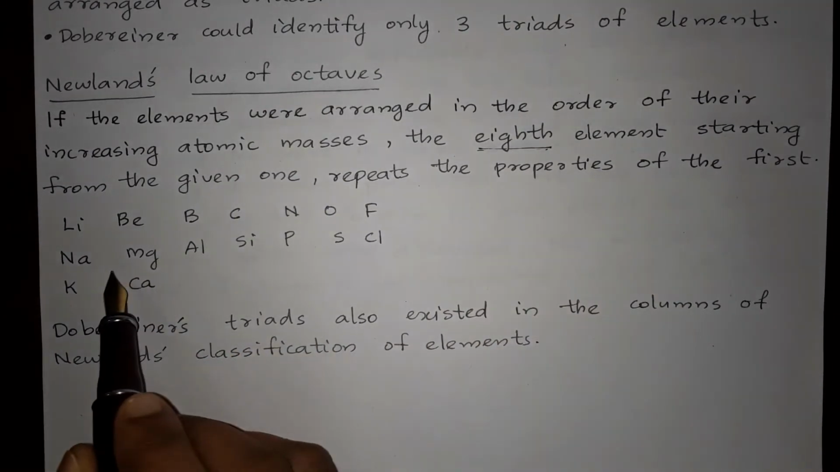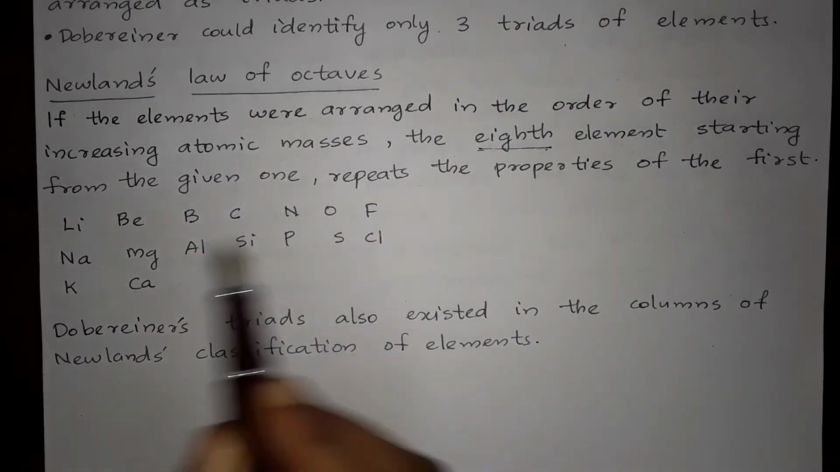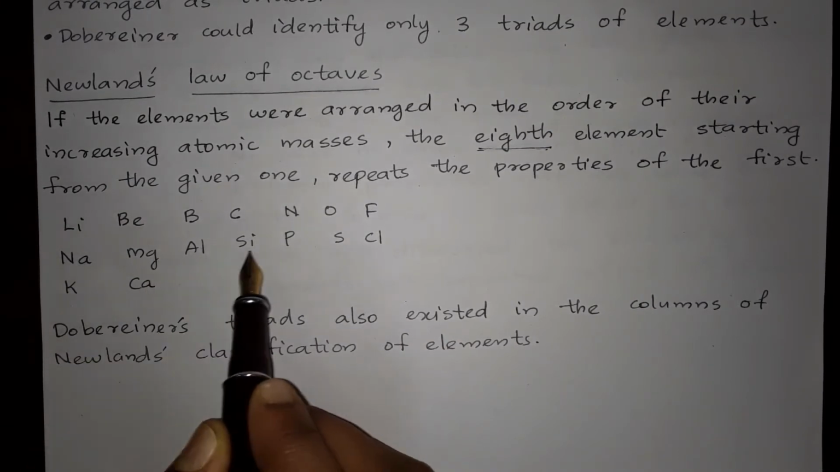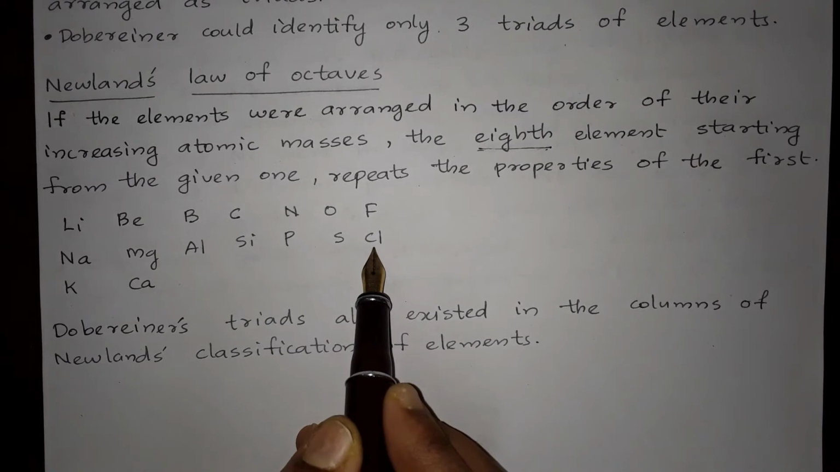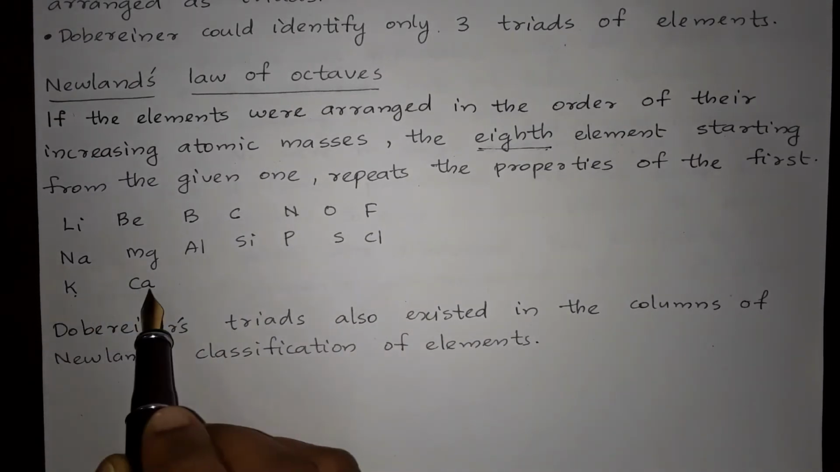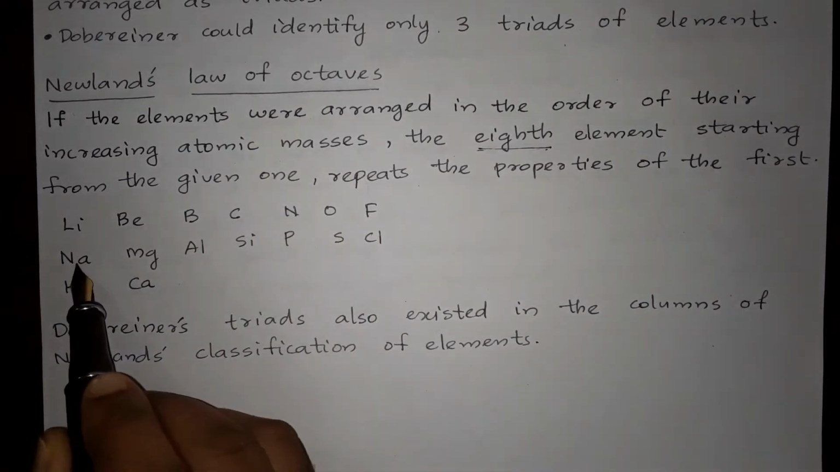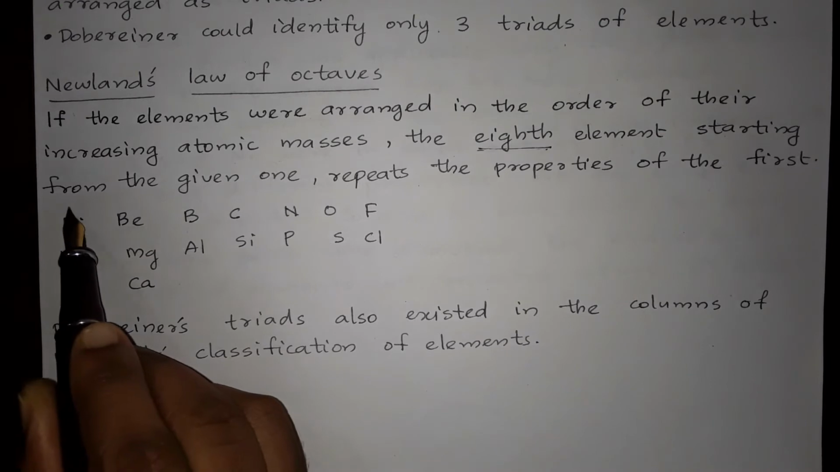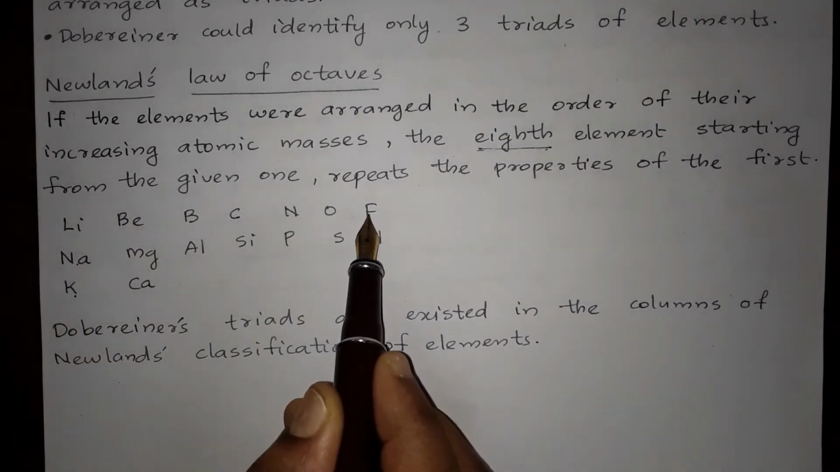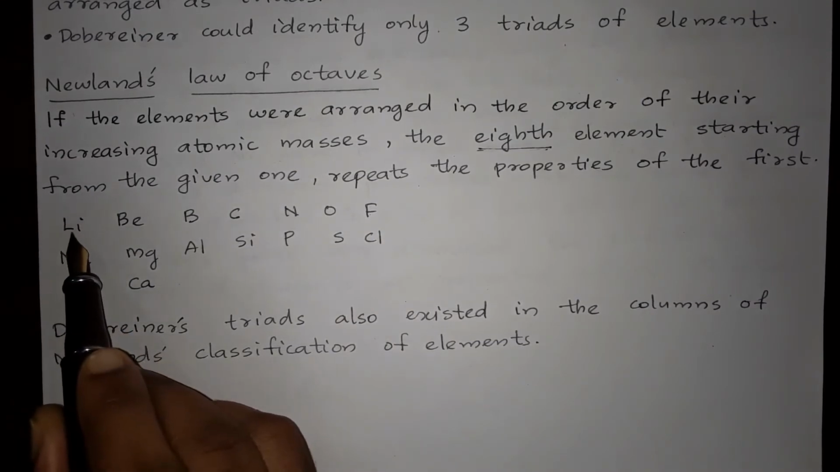See, here a group is given: lithium, beryllium, boron, carbon, nitrogen, oxygen, fluorine. Then sodium, magnesium, aluminum, silicon, phosphorus, sulfur, chlorine. Then potassium, calcium. See, here 7 elements are here. The 8th one repeats the properties of the first one. This is the first one. Here comes the 7th one. This is the 8th one. The 8th one repeats the properties of the first one.